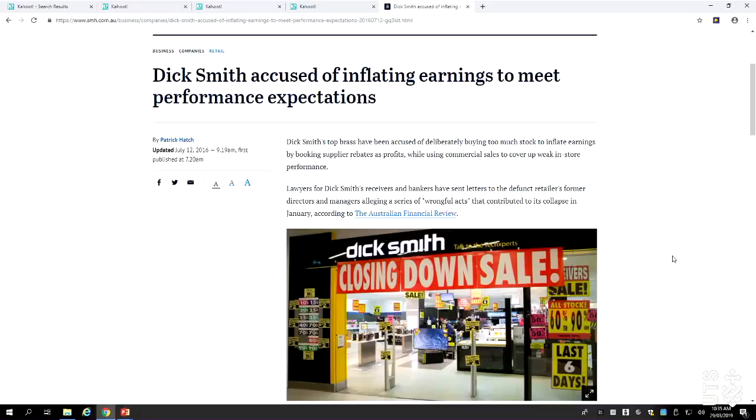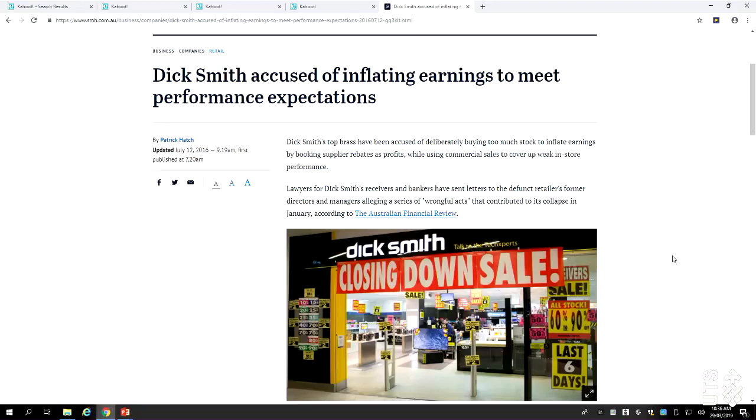Let me just very quickly show you an article. This is 2016, discussing Dick Smith and how they used the suppliers' rebates. Have you heard about this? Anyone? Yeah? Do you want to brief us? No, I don't know too much about it. I just remember hearing about Dick Smith being in trouble. Yeah. Anyone else who heard about it and what it was about?